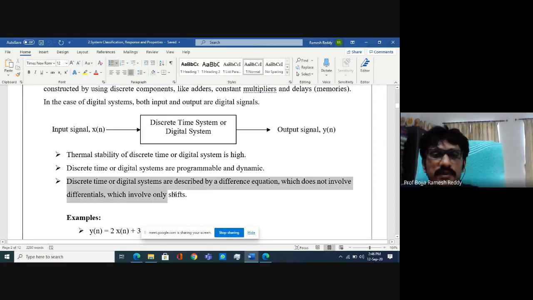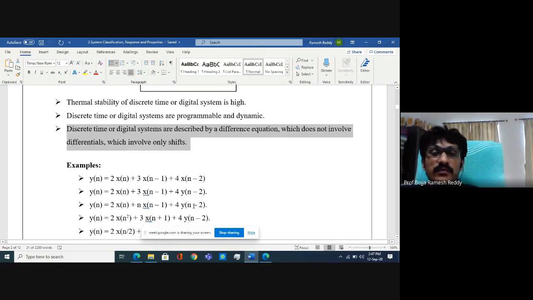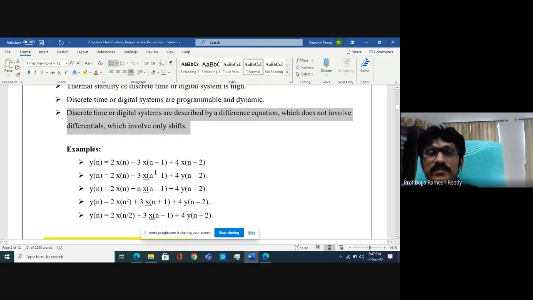Another important point is that discrete time or digital systems are described by difference equations, which do not involve differentials, which involve only shifts. In the previous case, the relation between output and input is called a differential equation. The differential equation involves differentiation, but here no differentiation, nothing. Here only shifts are involved. Shift means memory. Shift means past values, delays called memory elements. Past information can be stored through memory.